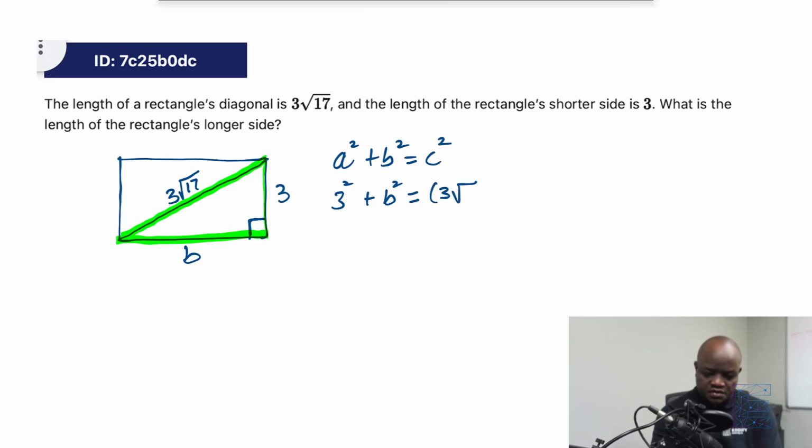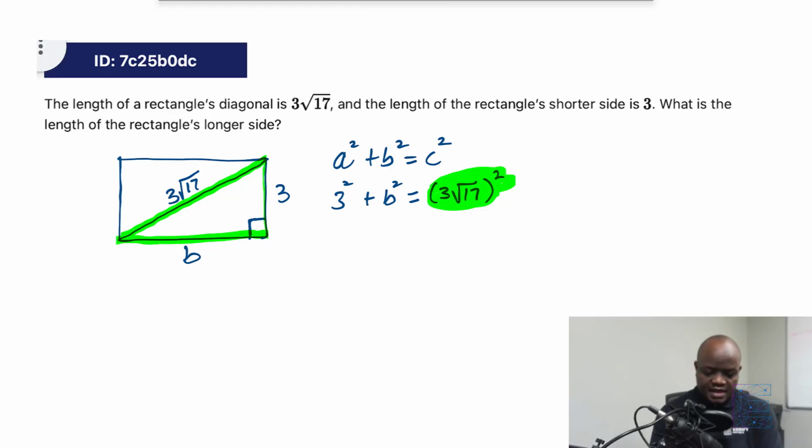3 root 17 to the second power. Now notice that I'm enclosing the 3 root 17 in parentheses. Most people forget that. You need to enclose this in parentheses and then put the squared on the outside. Otherwise, you only square the root 17 and not the 3, which of course would be incorrect.